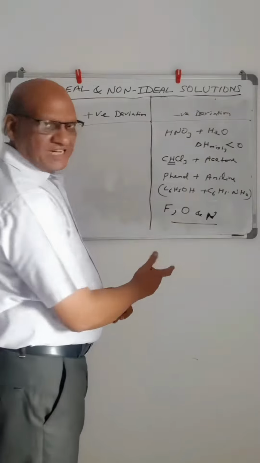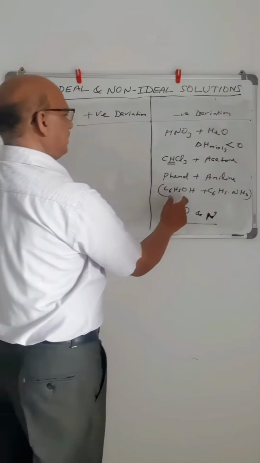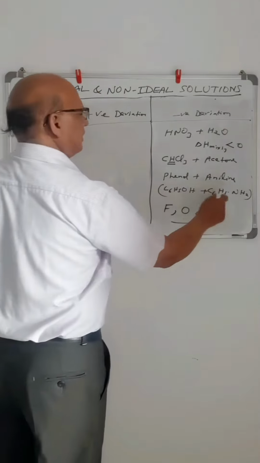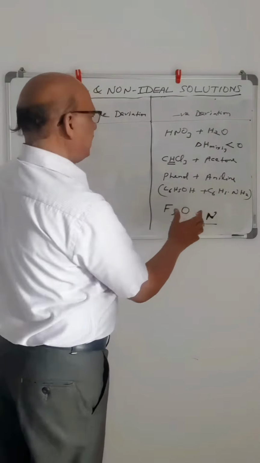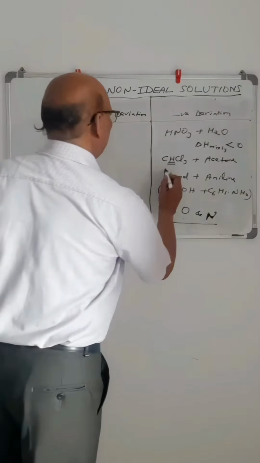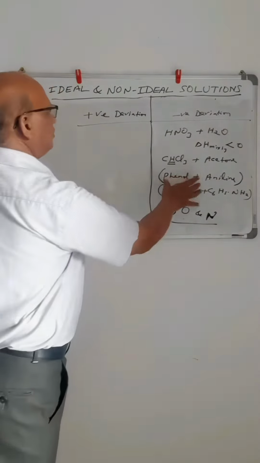Because the hydrogen bonding extent will be more in case of the mixture as compared to the individual hydrogen bonding shown by phenol and aniline. So even though phenol has hydrogen bonding, aniline also has hydrogen bonding, but the hydrogen bonding extent in the mixture of phenol plus aniline is more as compared to the individual hydrogen bonding. That is why it shows negative deviation.